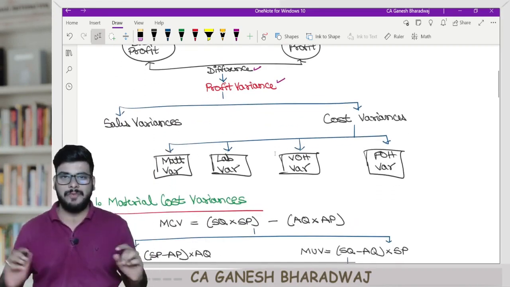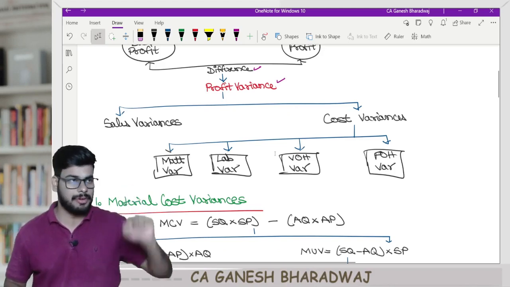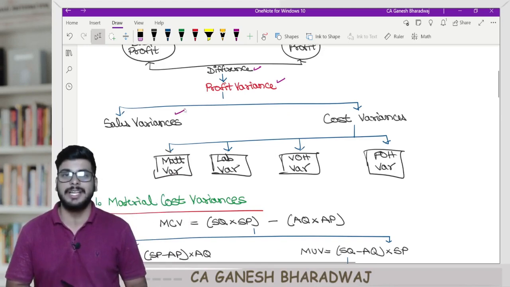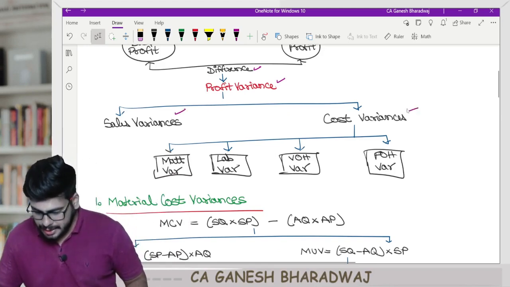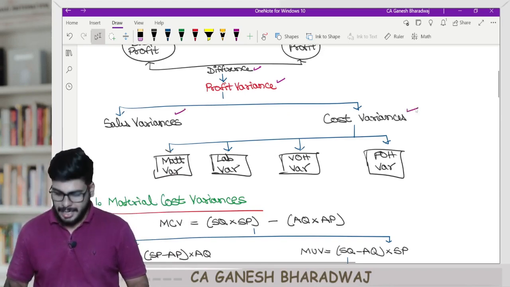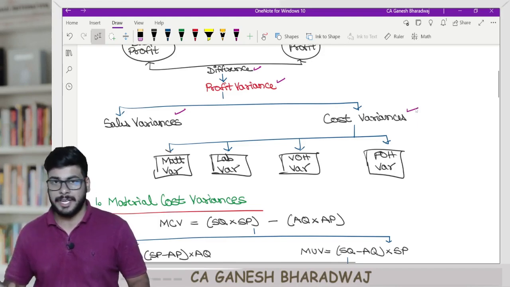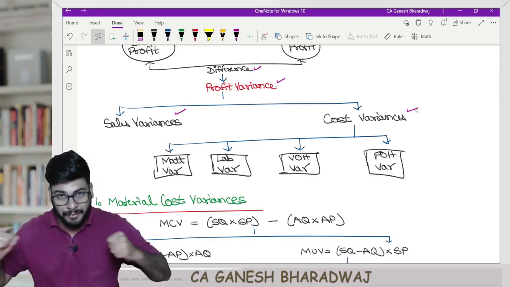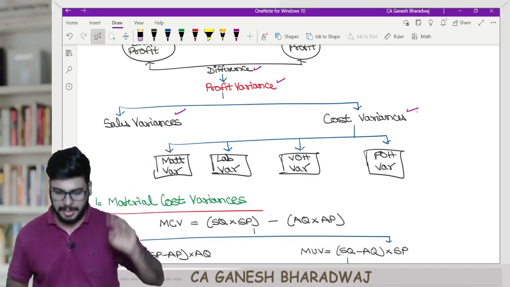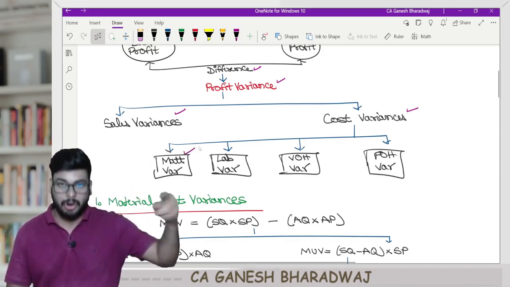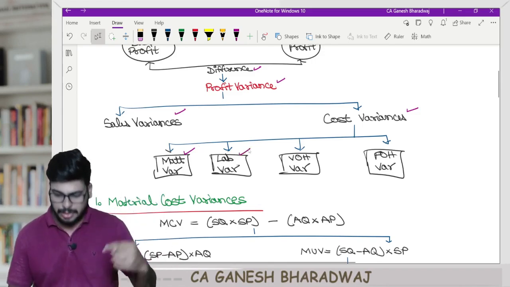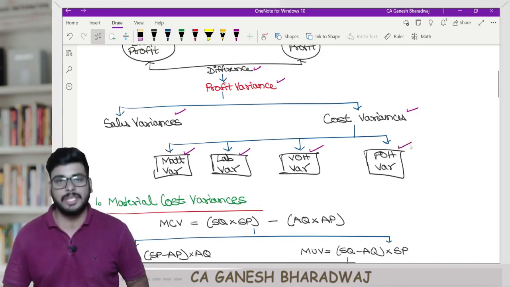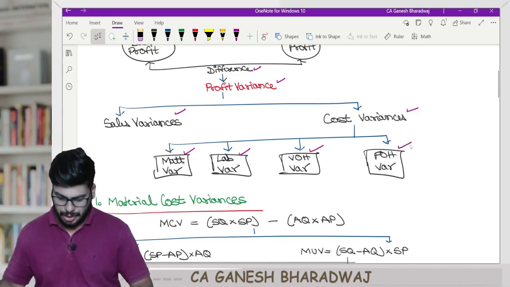Now, the profit variance is attributable to two broad reasons. One is the variances happening on the sales side. The other is the variances happening on the cost side. So, sales variances and cost variances. If you further dig into it, cost variances can be classified into four broad categories: material cost related variance, labor cost related variance, variable overhead cost related variance, or fixed overhead cost related variance. Are you clear with this, guys?